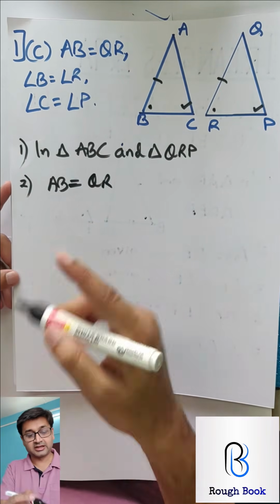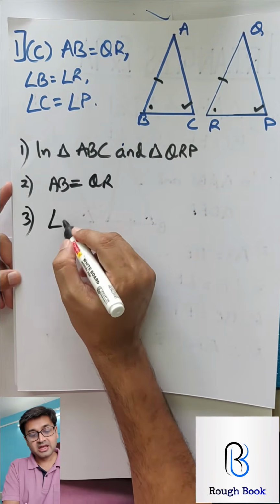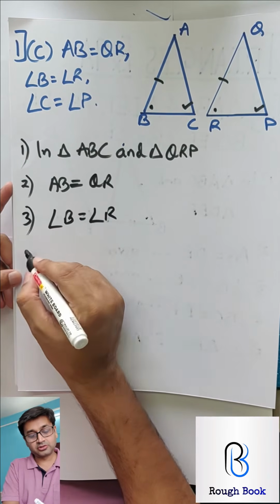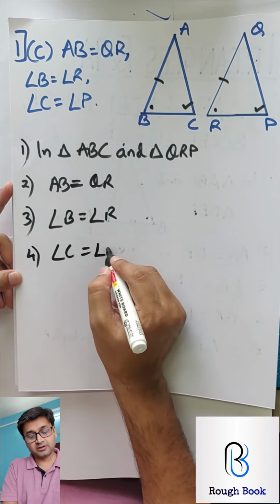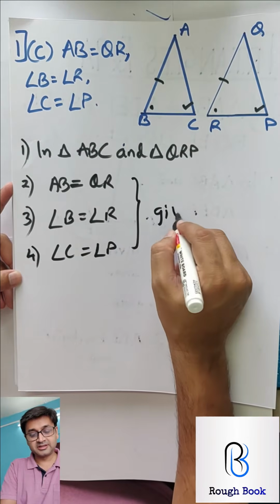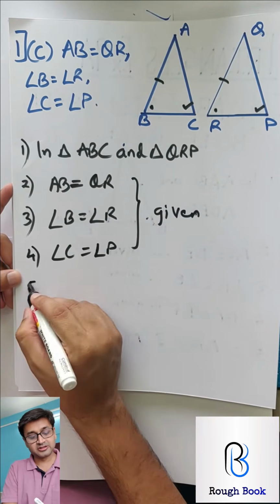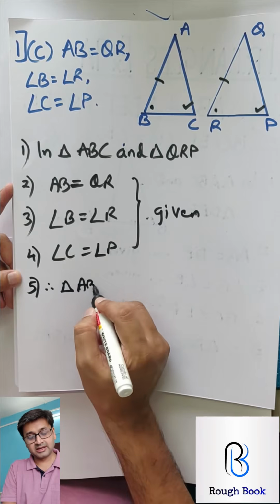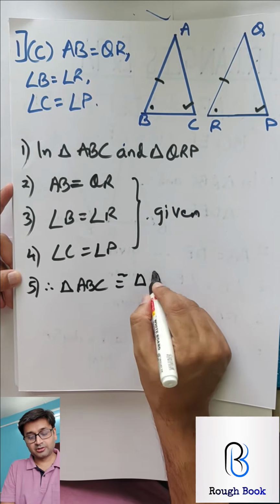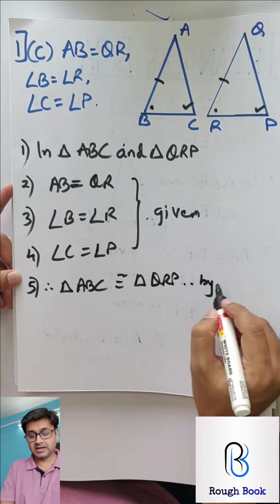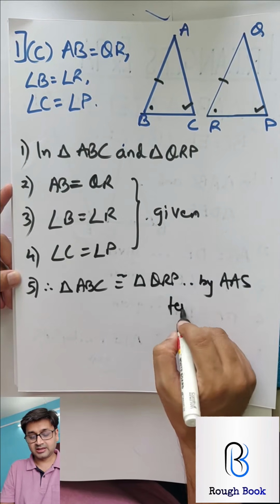Let me finish this, then I'll tell you what is one-to-one correspondence. Angle B equals to R and C equals to P. All three reasons are given. You can always write all the reasons together, and therefore triangle ABC congruent to triangle QRP by AAS test.